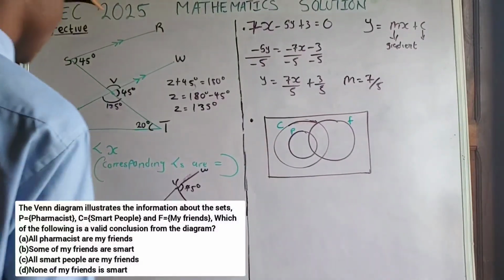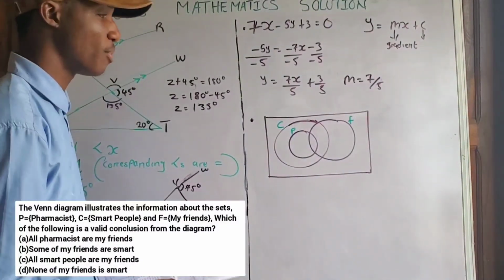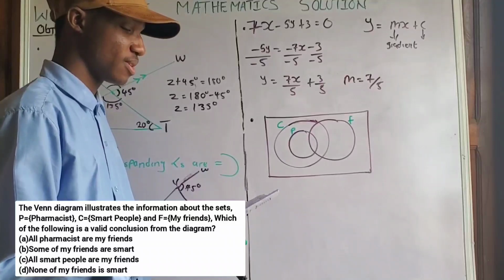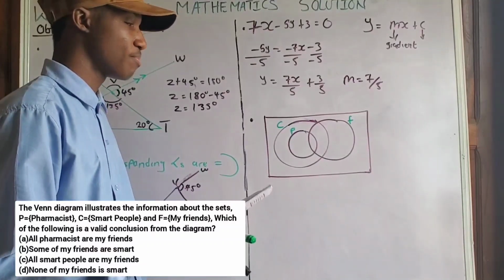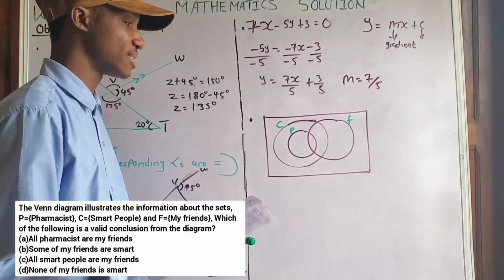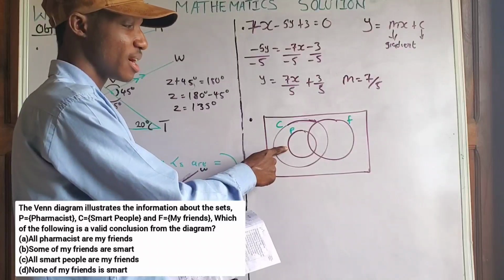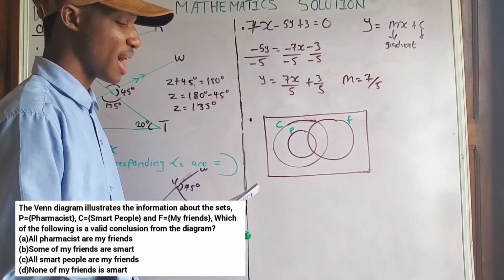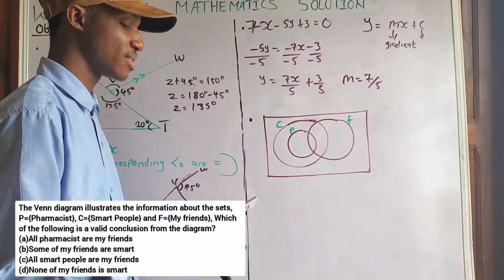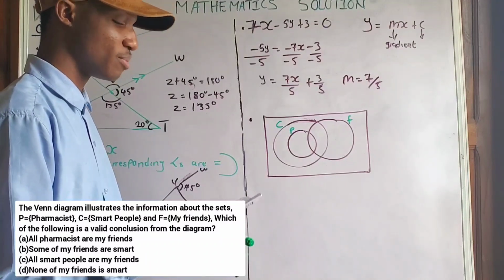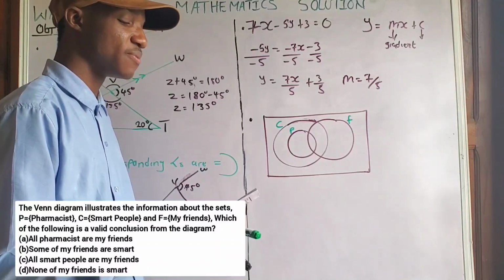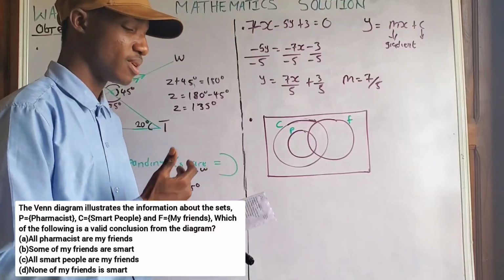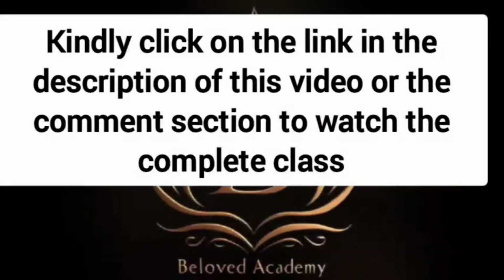Okay, consider the Venn diagram on the board. This is the Venn diagram. P represents pharmacists, that is, this circle that you see here represents pharmacists, C represents smart people, and F represents my friends. Now, based on what we have on the board, which of the following is a valid conclusion from this diagram?